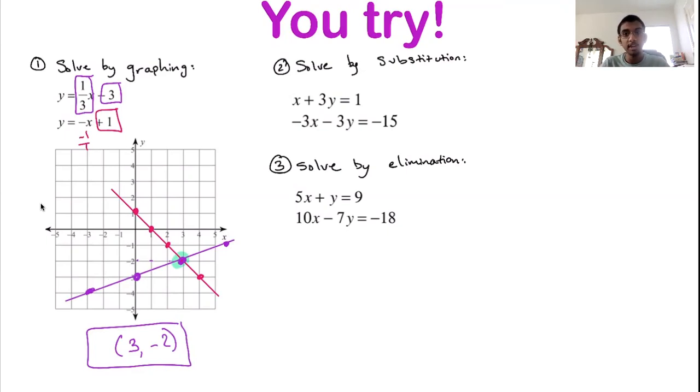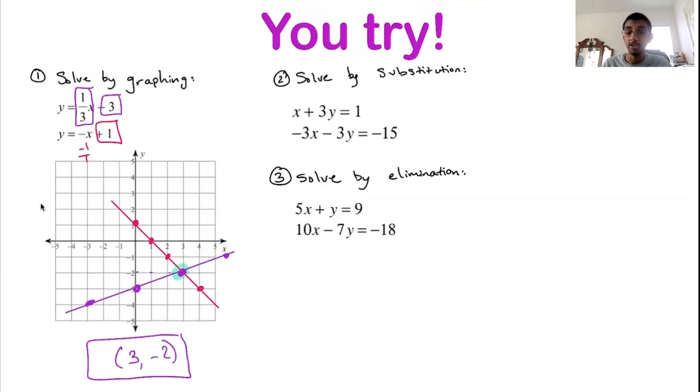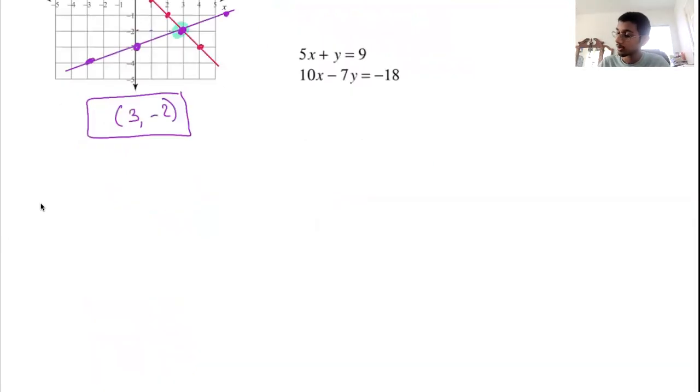Just try it out. If you didn't get it, just make sure you're trying to find where they intersect. Our next problem is solved by substitution. So I'm actually going to bring this down so I could have more room to work.